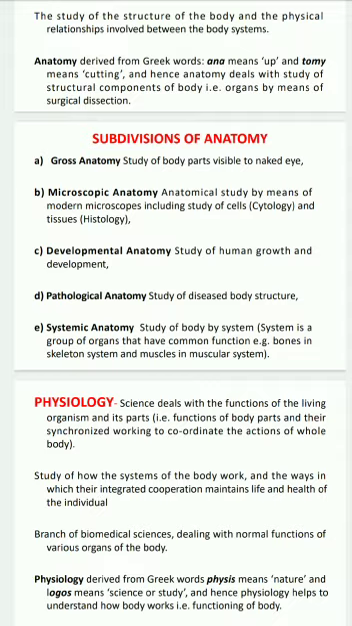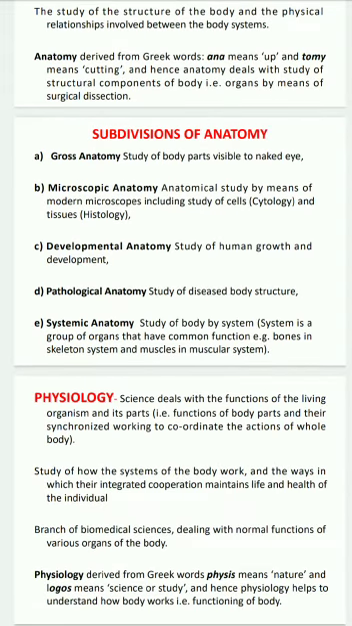Second is microscopic anatomy. Microscopic, as the word denotes, is studied by means of modern microscopes, including the study of cells, that is cytology, and the study of tissues, that is histology. Now define cytology and histology. Cytology is defined as the study of cells and histology is defined as the study of tissues. So microscopic anatomy is the study of cells and tissues under a microscope.